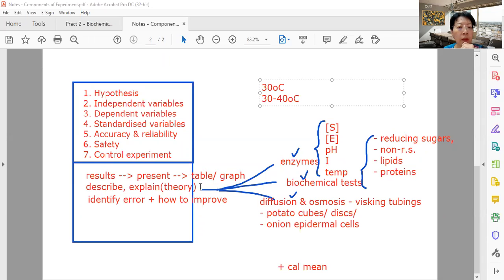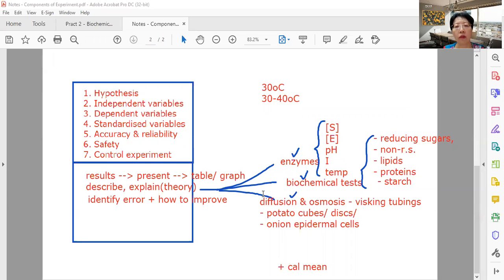So this is from the theory in AS that you have learned. Usually the topic of the experiment that they ask you to do will be around enzymes, biochemical tests, diffusion and osmosis. For enzymes, usually they ask you to test the effect of substrate concentration or enzyme concentration or pH or inhibitor or temperature on the rate of reaction. Biochemical tests, these are the basic biochemical tests that you need to be able to conduct: reducing sugars, non-reducing sugar, lipids, proteins, and one more is actually the starch.